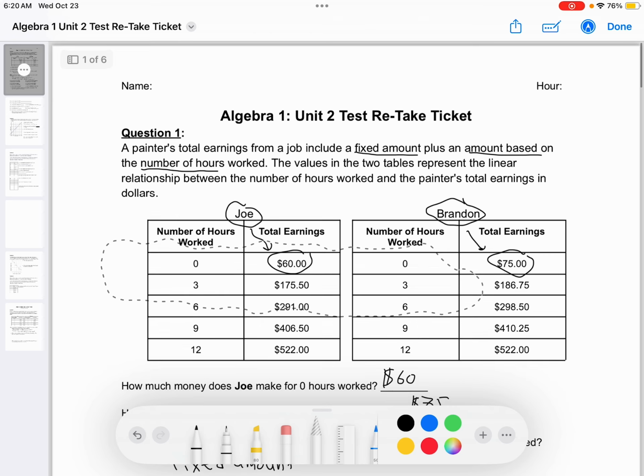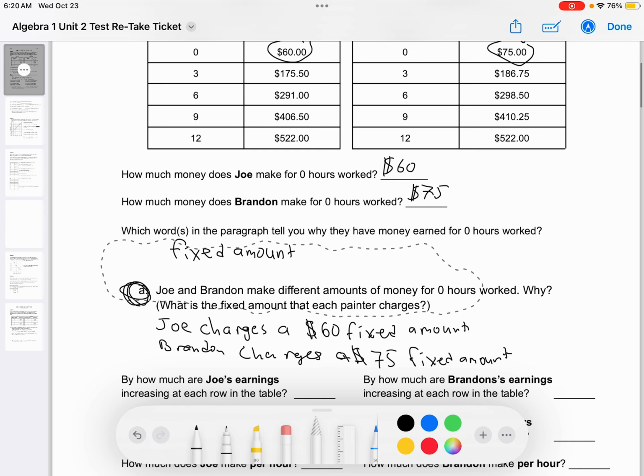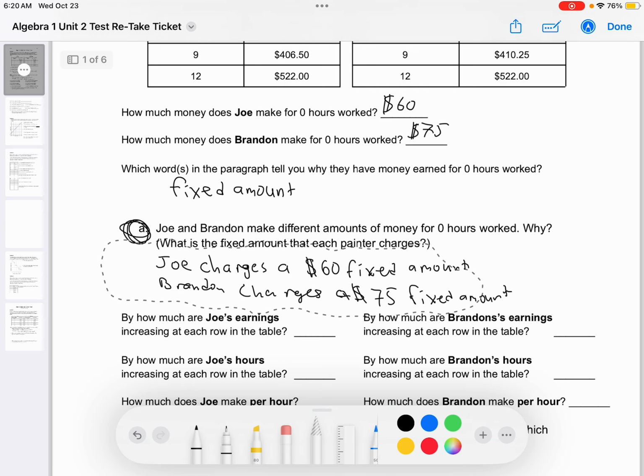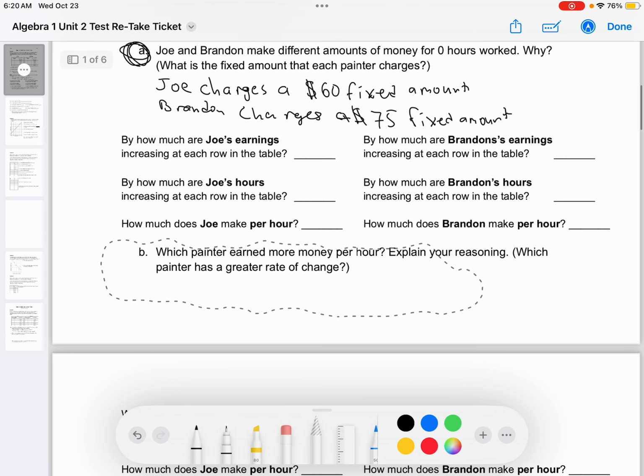Okay. So that is all we need to do for part A. For question B, it asks, how much are Joe's earnings? So let's look at the question that we're going for eventually. We're looking now at question B, which says, which painter has earned more money per hour? So the key words here are per hour. Which painter earns more per hour? And then explain the reasoning.